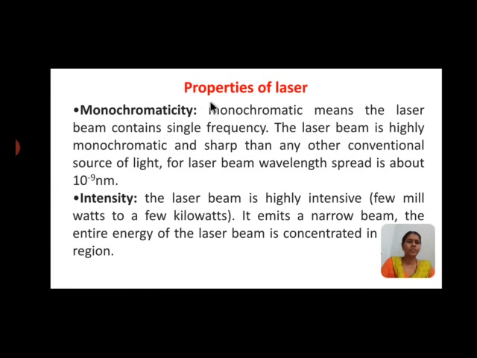Now we will move on to the properties of the laser. The first property is monochromaticity. Monochromatic means the laser beam contains a single frequency, and it is highly monochromatic and sharper when you compare it with conventional sources of light like an ordinary bulb. The laser beam wavelength spread is about 10 to the power of minus 9 nanometer.